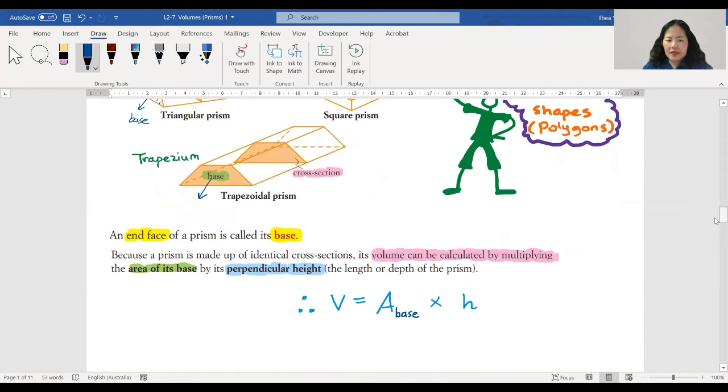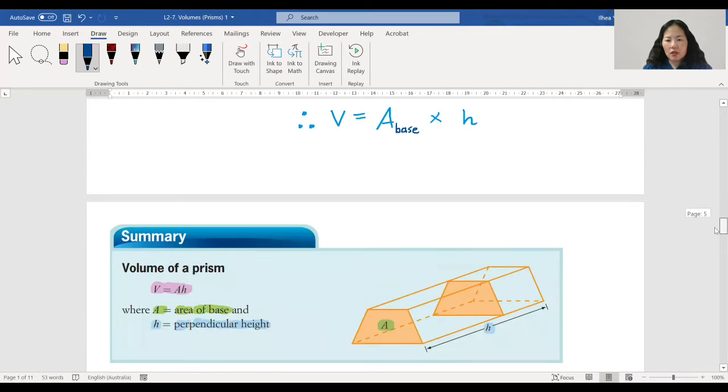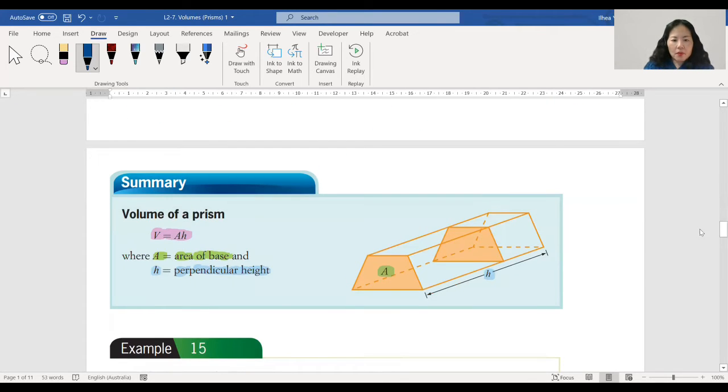Because a prism is made up of identical cross-sections, its volume can be calculated by multiplying the area of its base by its perpendicular height. Okay, so if we can find the area of the base, which is the 2D shape, the cross-section, and then multiply by the height, which is perpendicular to the base, you can get the volume. In a nutshell, this is what it means. The important formula is this one that you have to remember.